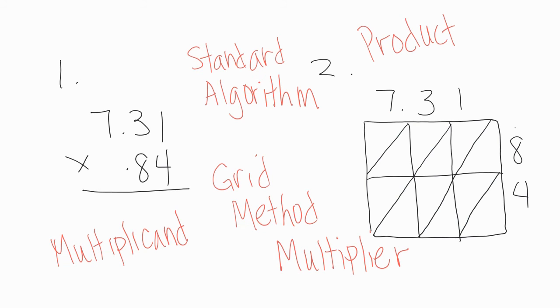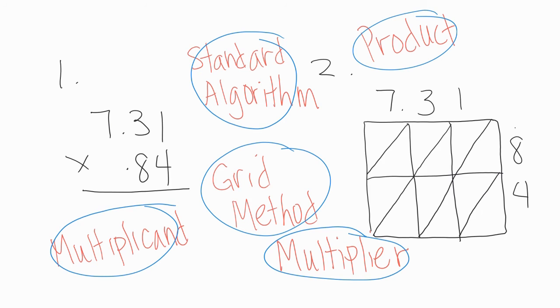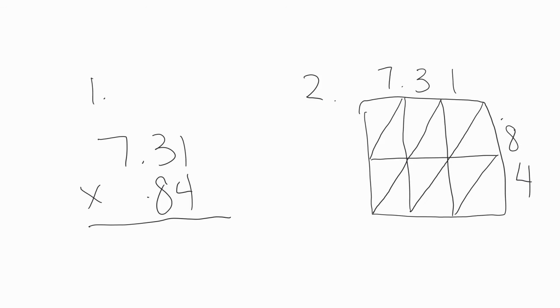So here is the question that I'm going to give you. 7.31, sorry, times decimal 84. So I want you to try and show me the standard algorithm method and the grid method. When you do this, I would like you to try and explain to me which one is the standard algorithm, which one is the grid method, and label what is the multiplicand, what is the multiplier, and what is the product. Okay, there is your question. Good luck, and looking forward to seeing your responses.